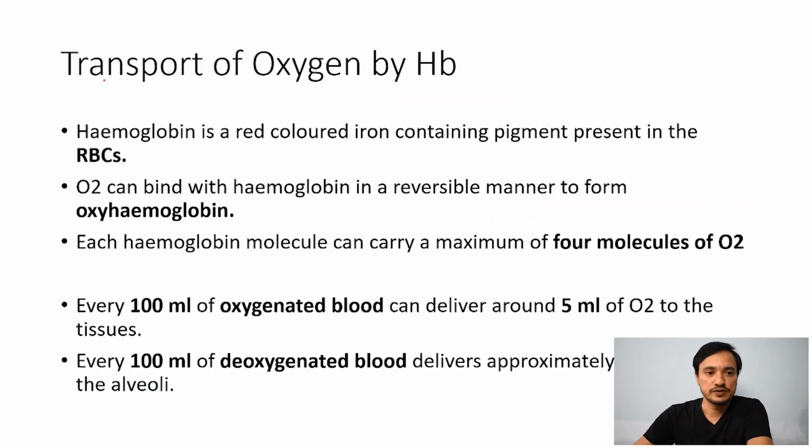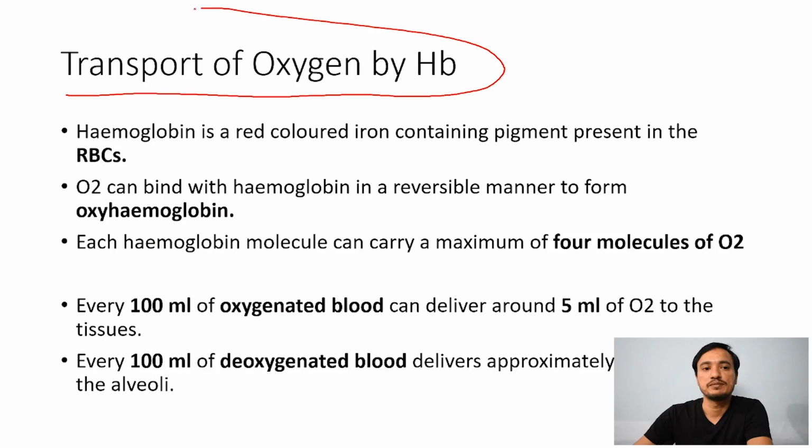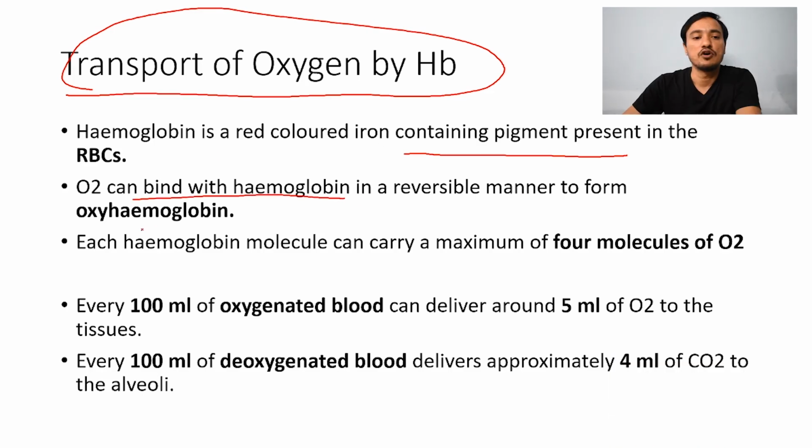And this is the last topic. We are going to cover transportation of oxygen by hemoglobin. As I told you, hemoglobin is the red colored iron containing pigment present in the RBC. O2 can bind with the hemoglobin and form oxyhemoglobin. This is important. Carbon dioxide and hemoglobin form carbaminohemoglobin, and this is oxyhemoglobin. And it is a reversible reaction.